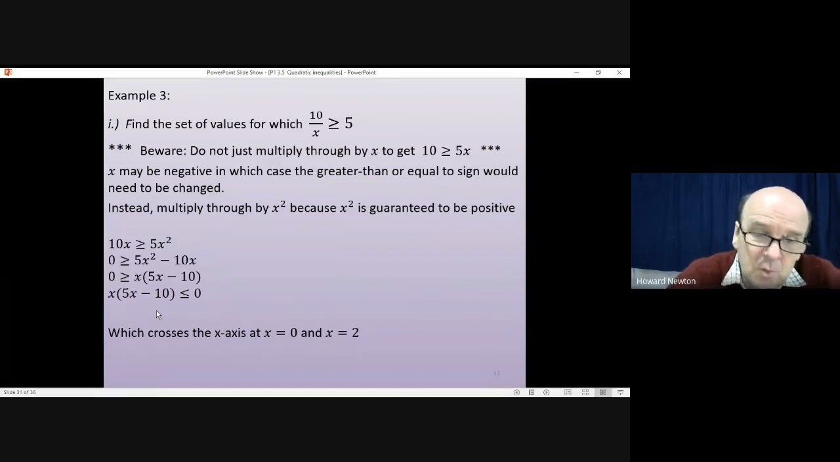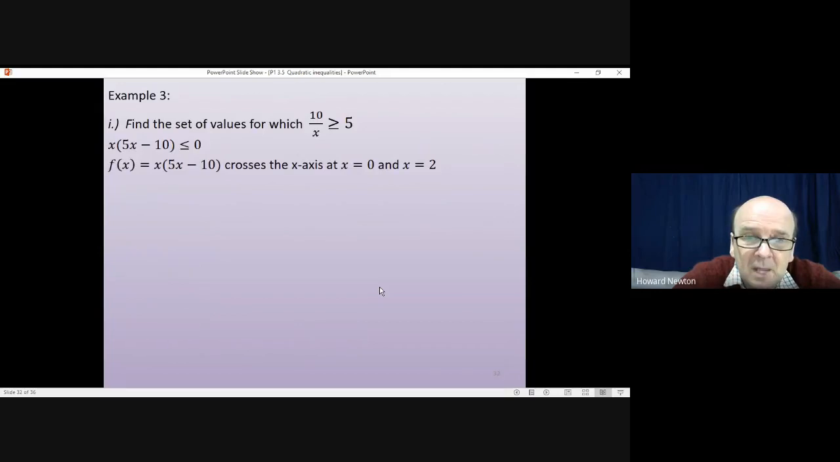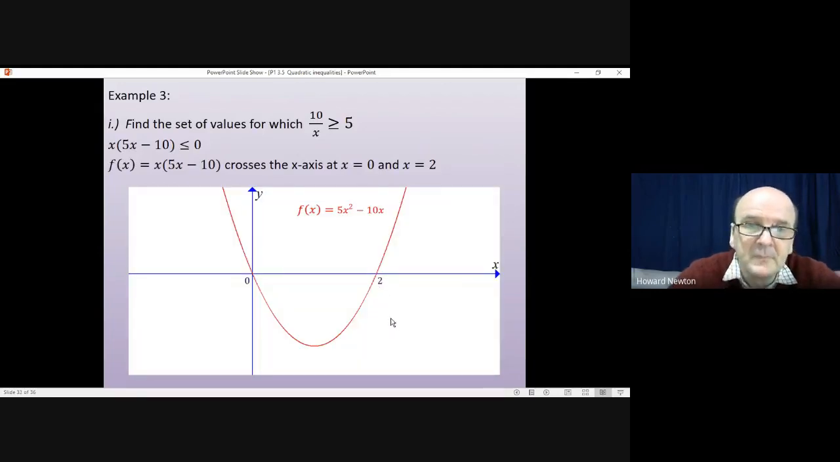Okay, well, sketching the quadratic. The first bit's been done for you. The crossing points on the x-axis are where x equals 0 or where x equals 2. So if 5x minus 10 is 0, then that will give us x equals 2. The only crossing point on the y-axis is at 0. So this curve goes through the origin, and it goes through x equals 2, which means we could now sketch it, and it would look something like that.